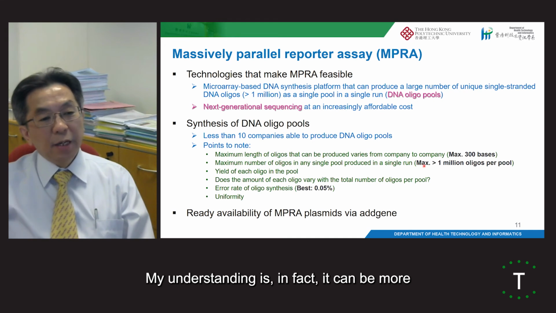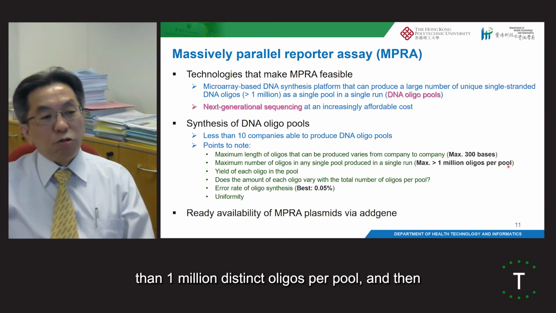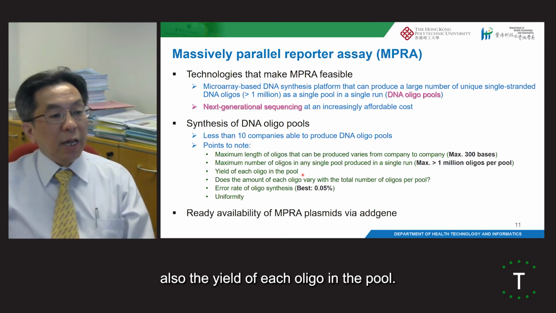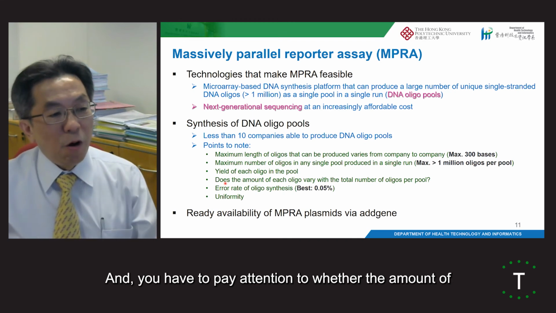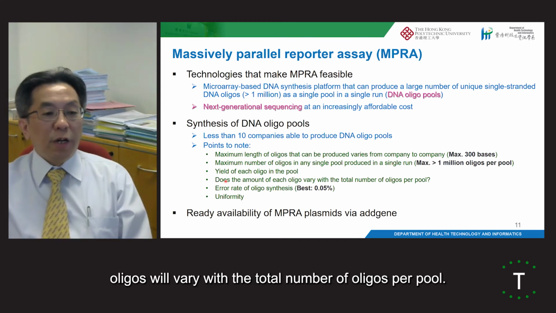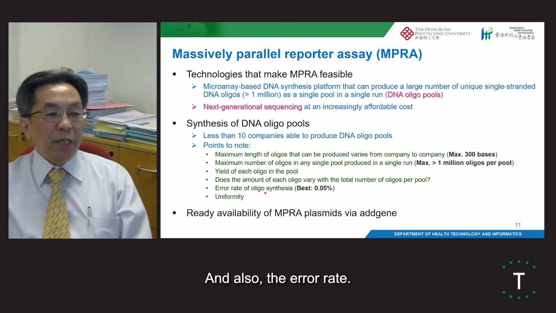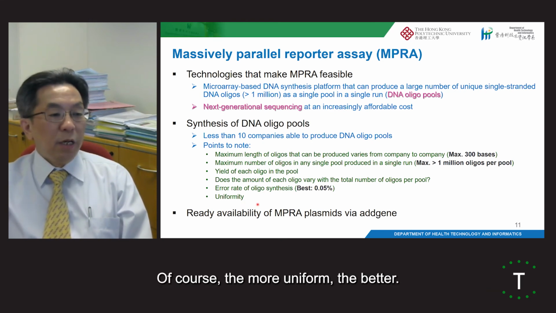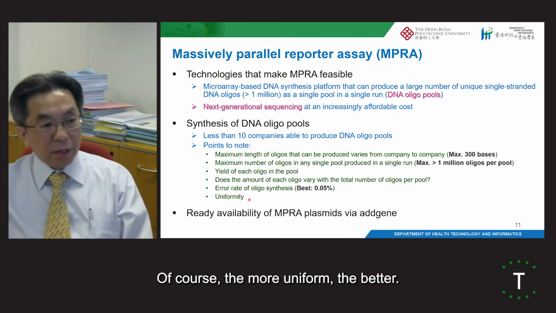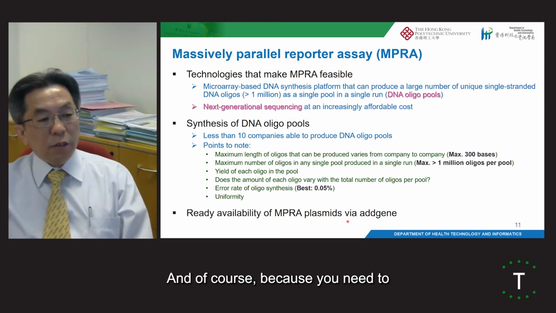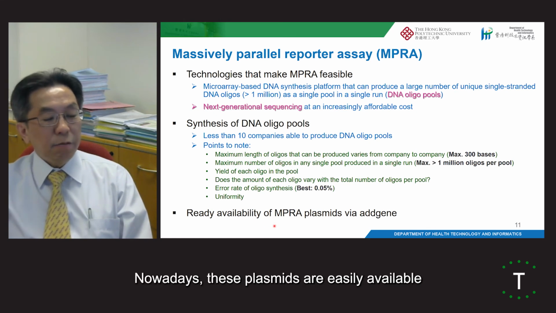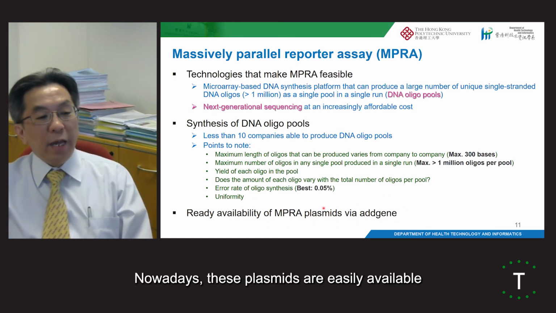My understanding is that it can be more than 1 million distinct oligos per pool. And then also the yield of each oligo in the pool. You have to pay attention to whether the amount of each oligo will vary with the total number of oligos per pool. And also the error rate, the lower the better. The uniformity of the oligos in the library, of course, the more uniform, the better. And of course, you need to use a specific MPRA plasmid. Nowadays, these plasmids are easily available through Addgene.